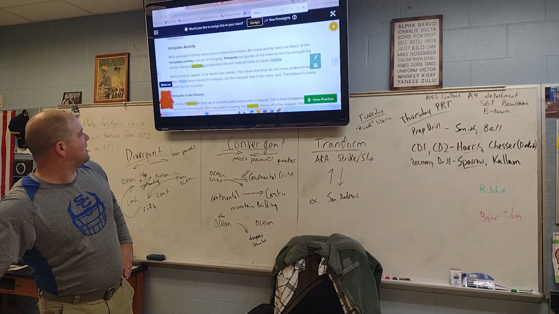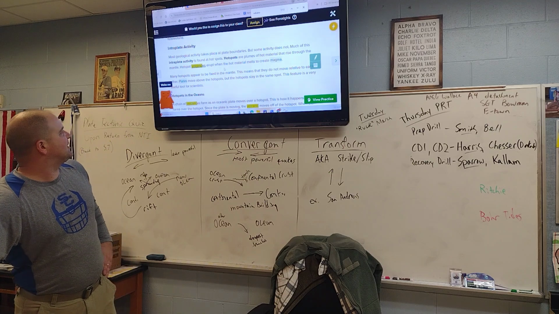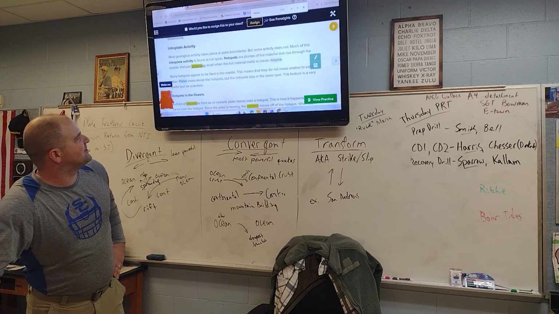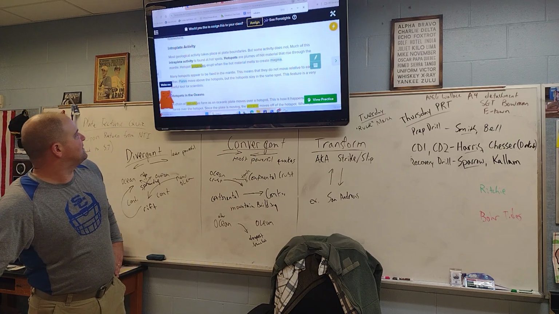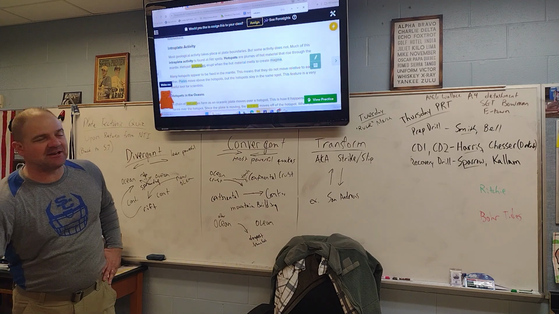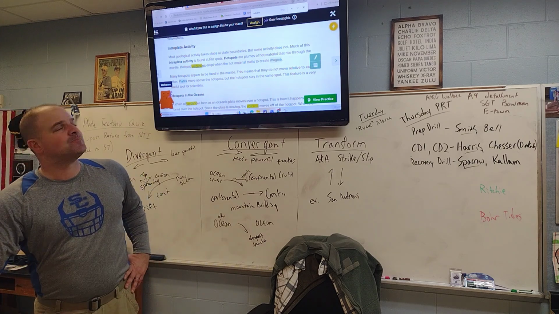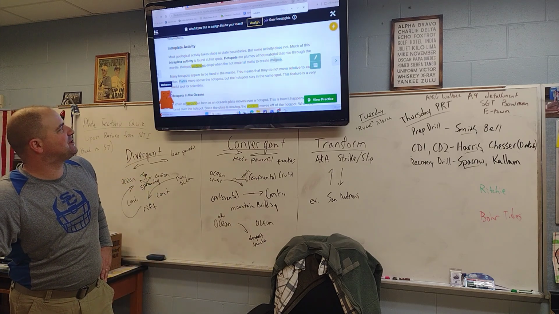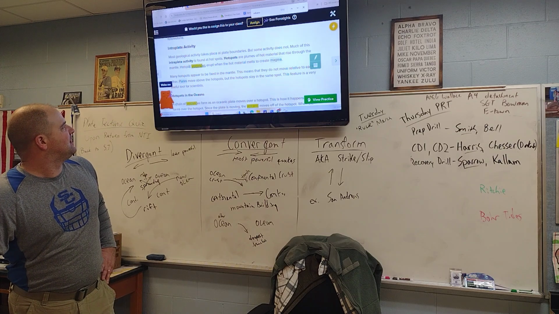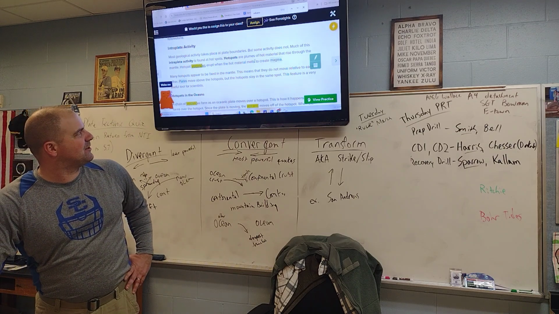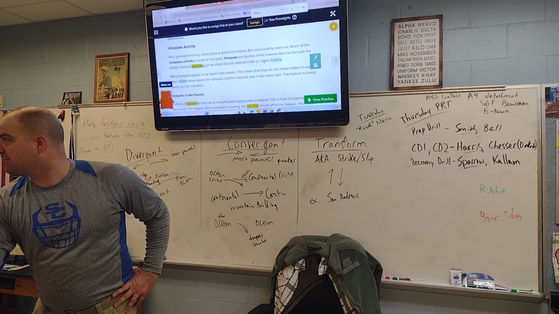Let's read this. It says most geological activity takes place at plate boundaries, but some activity does not. Much of this intraplate activity is found at hot spots. Hot spots are plumes of hot material that rise through the mantle. Hotspot volcanoes erupt when hot material melts to create magma.